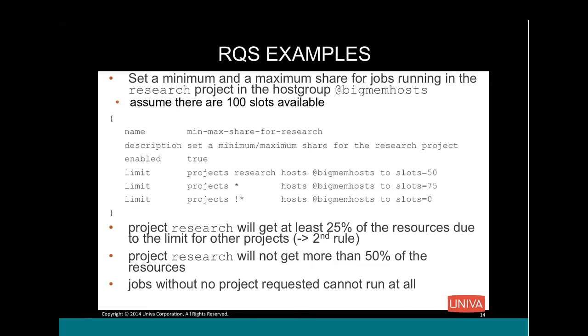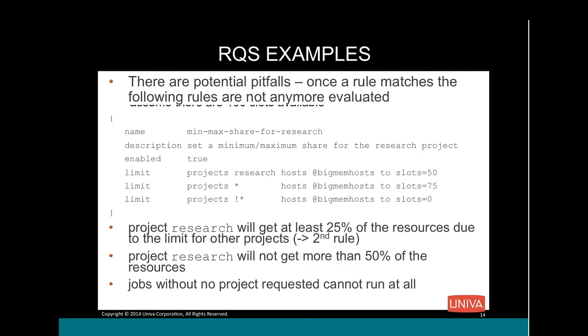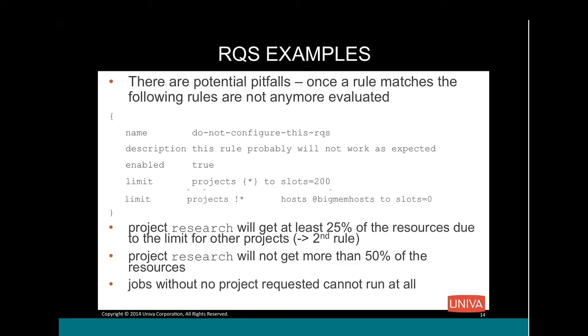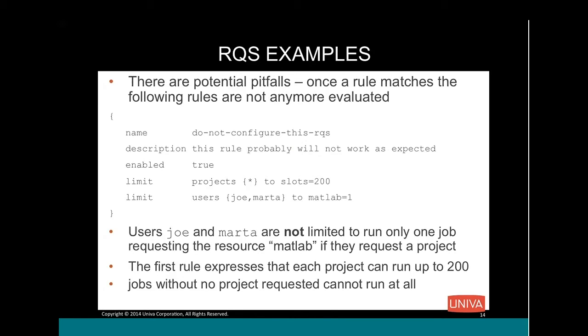Now, you saw that last example was starting to get quite complicated, and there are potential pitfalls in resource quota sets. Once a rule matches, as I mentioned quite early in this presentation, the other rules are not really evaluated at all anymore. So it's really like a shortcut. Once that rule matches, it just ignores all the rest. And we've seen situations where people create resource quota sets and forget that this is true. So what happens is they're thinking that a particular limit line should be enforced, but the previous line is overriding it.